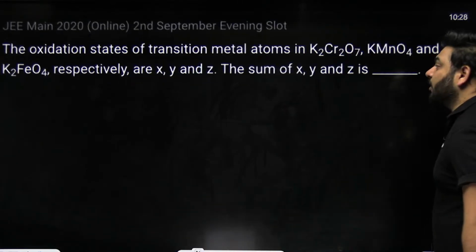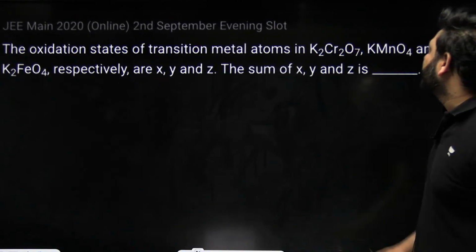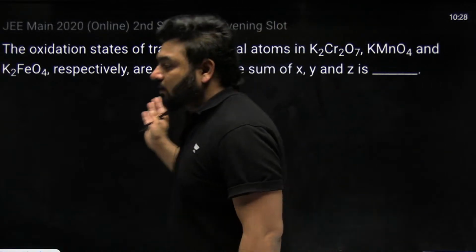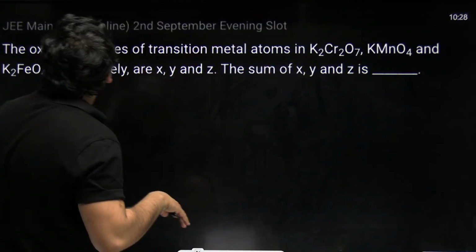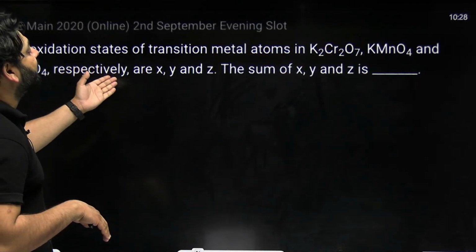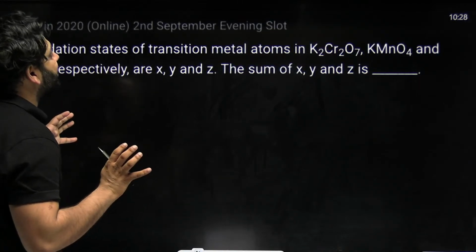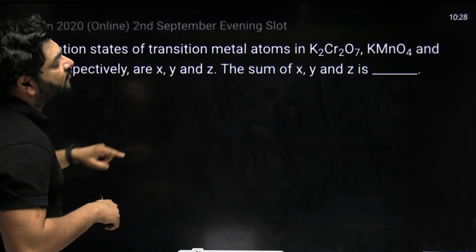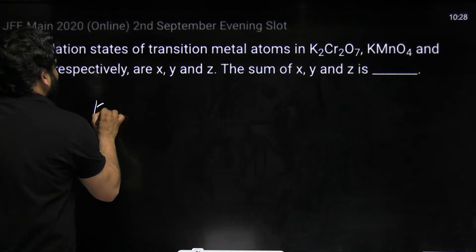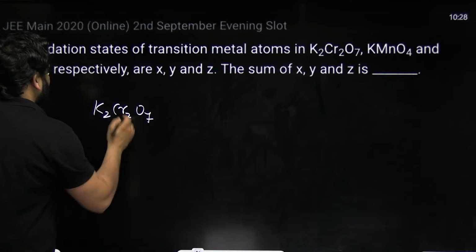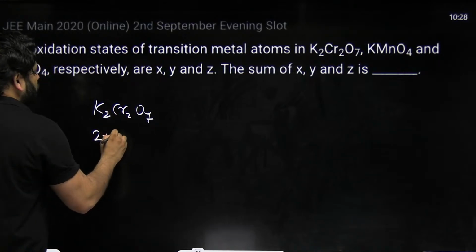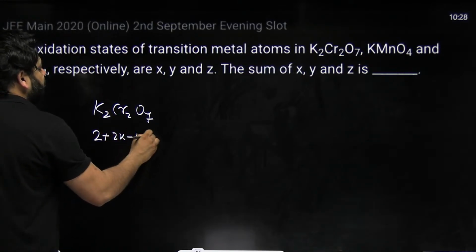Now we have the next question for us. The question is simple and says that out of K2Cr2O7, KMnO4 and K2FeO4, the respective X, Y, Z are the oxidation states of the central or transition metal atom. What will be the sum of X, Y, Z? We are very much comfortable doing these questions, because this is like, okay, 2 plus 2x minus 14 equals to 0.